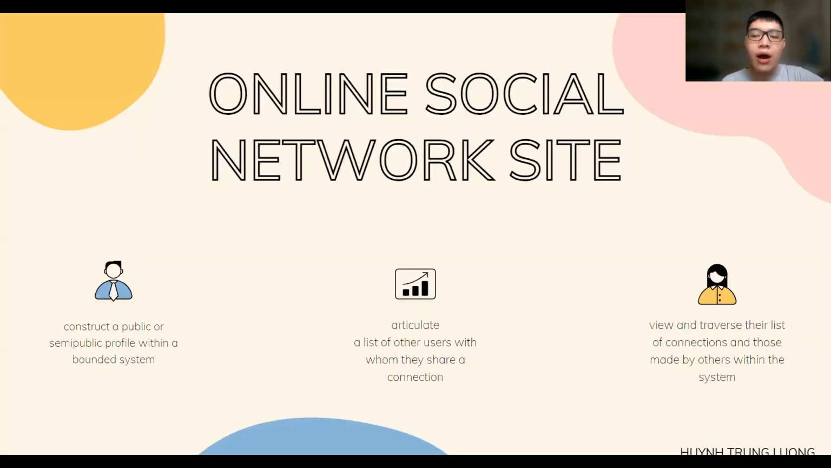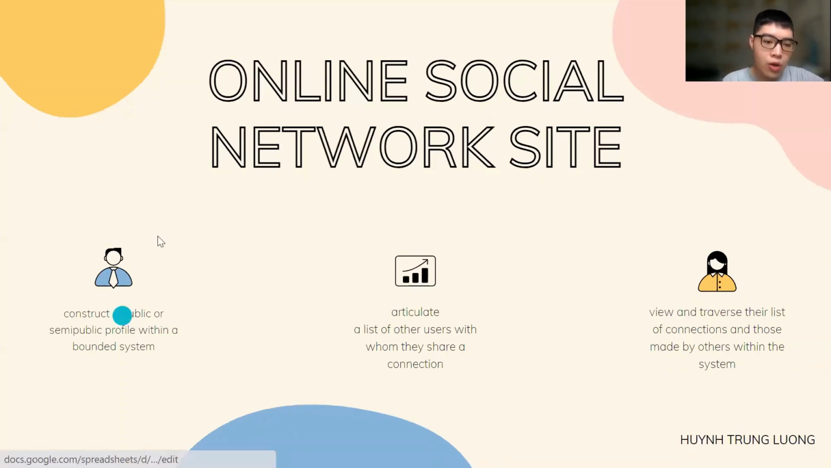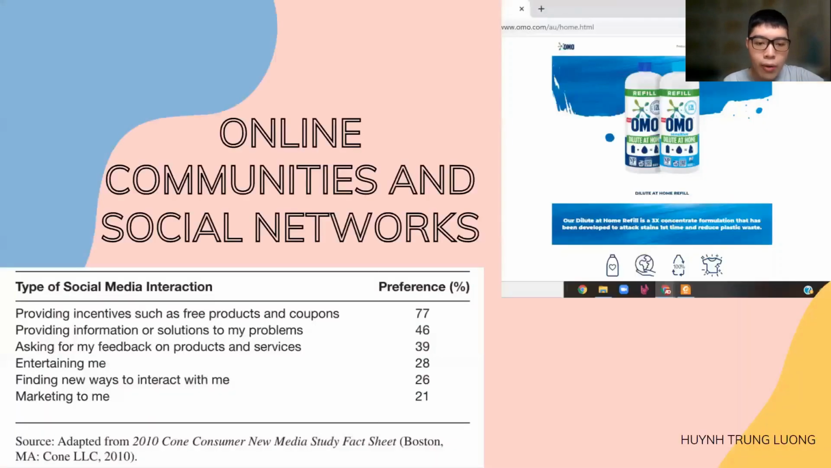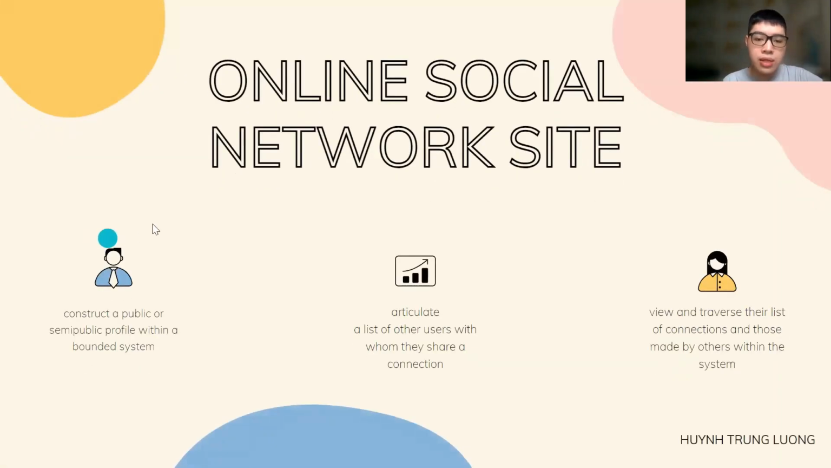And with the most recent and ongoing evolution relating to online communities, we have the online social network site. An online social network site is a web-based service that allows individuals to construct a public or semi-public profile within a system, articulate a list of all the users with whom they share a connection, and traverse the list of connections and those made by others within the system.